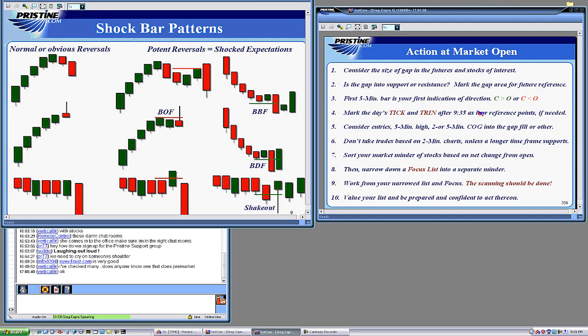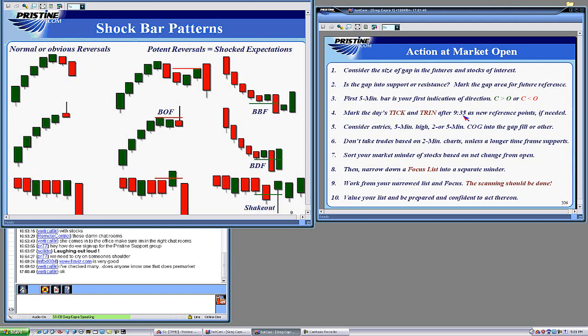Look at the first 5-minute bar. Does it close above its open? Does it close below its open? Tick and trend after 9:35. If you're looking at the trend on a 5-minute chart, in your time settings, have it set up so it starts collecting data at 9:35 versus at 9:30. You always get that skewed bar at the open. If you're looking at it on a 2-minute chart, start collecting the data at 9:32 to avoid that bar.